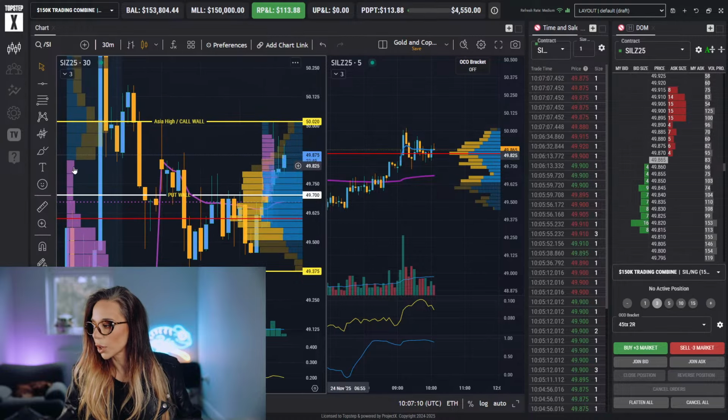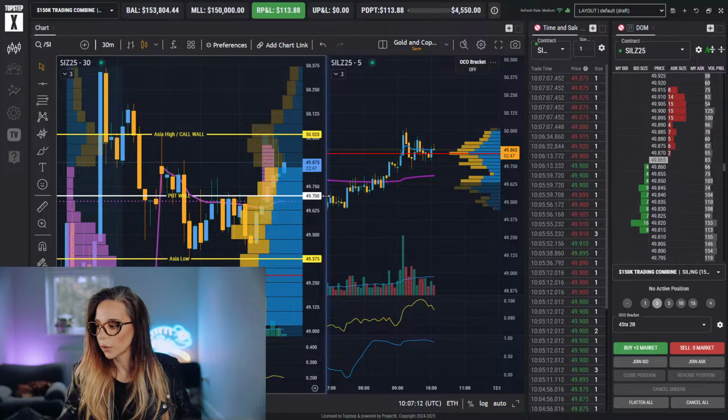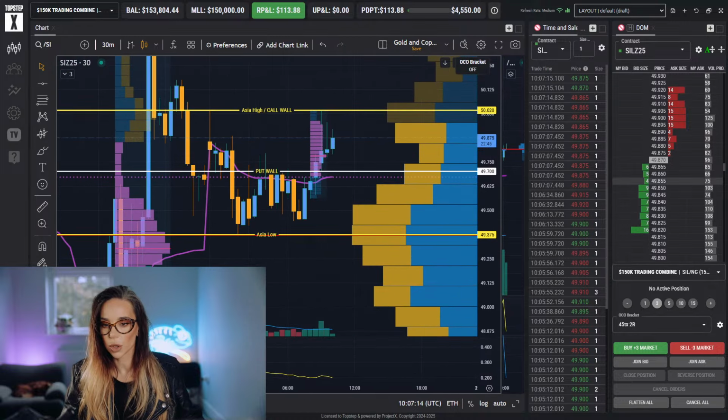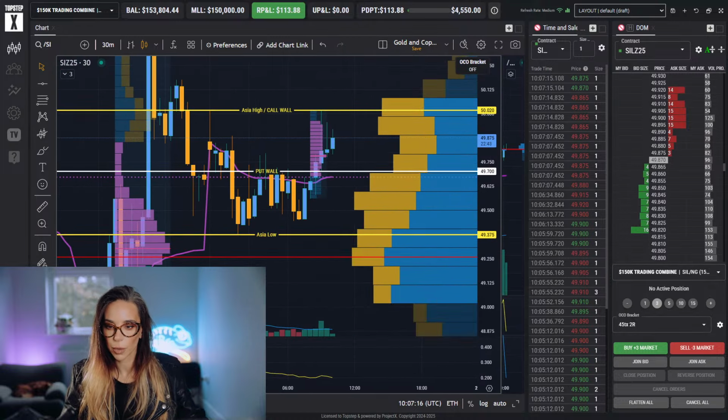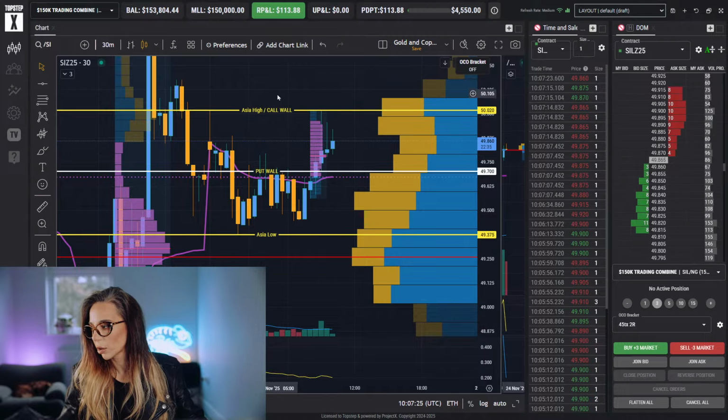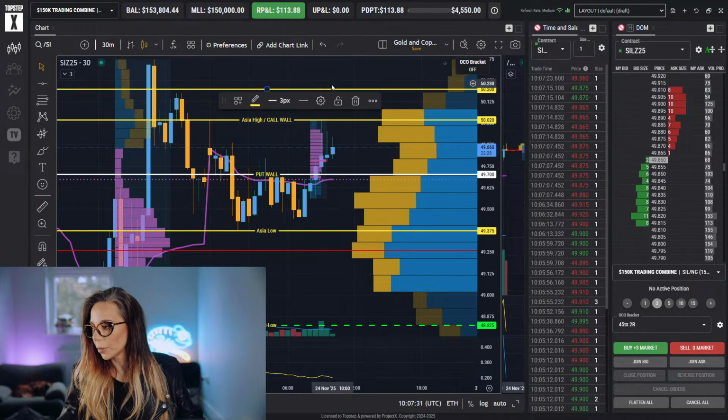Just one more thing. When it comes to the TPO values from COMEX, I'm just going to put those on there as well. 50, 50.28. 50.28. All the way up here.